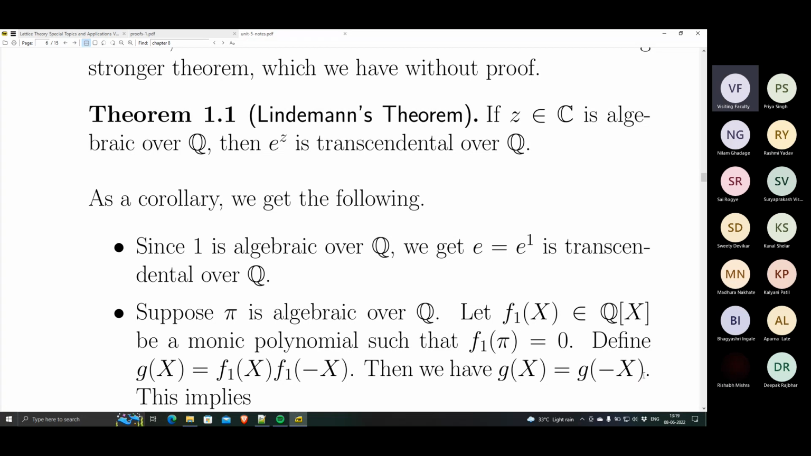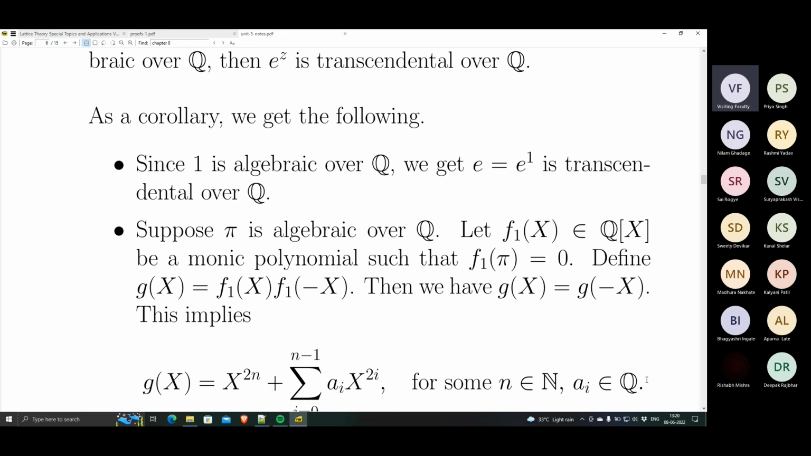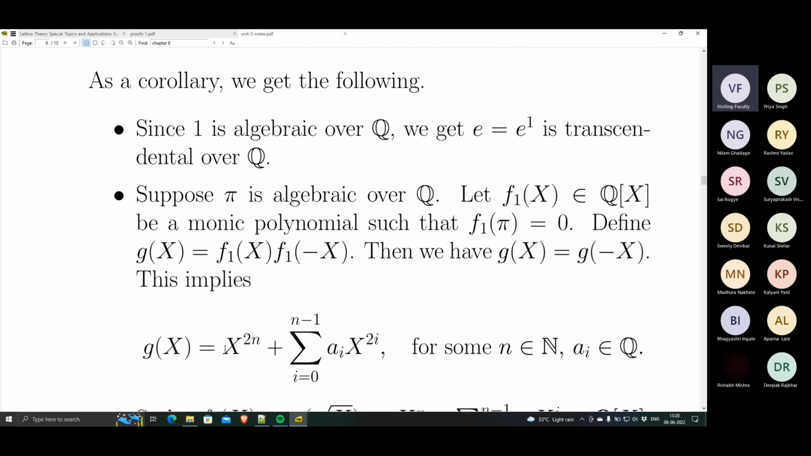Now what is special about such polynomials? This is something I want you to check on your own. If there is a polynomial g such that g of x is equal to g of minus x, then it will have only monomials with even degree. All the monomials will have even degree. There will be no odd degree monomials in that polynomial. So if g of x is equal to g of minus x, then g of x looks like this.